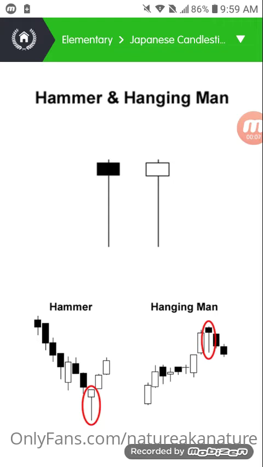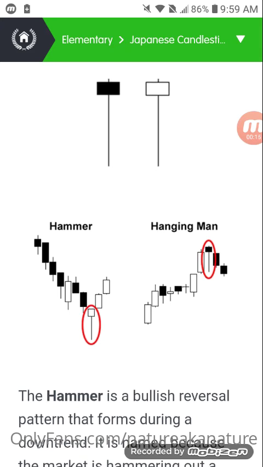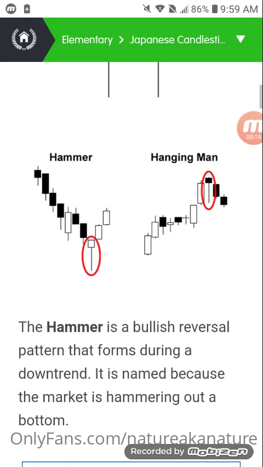Alright, so hammer and hanging man is the same thing. They look exactly identical to each other. Only thing is, the hammer is found on a downtrend, and the hanging man is found on an uptrend. Okay, so the hammer is a bullish reversal pattern that forms during a downtrend. It's named because the market is hammering out at the bottom.